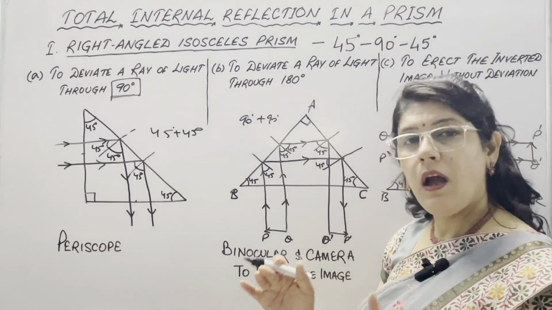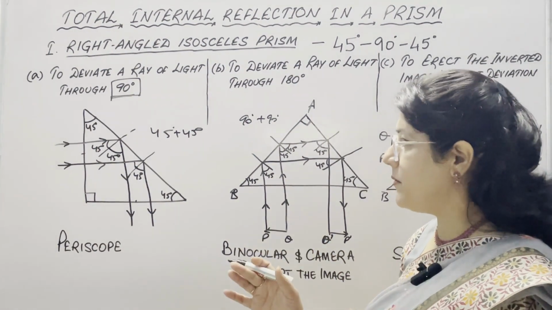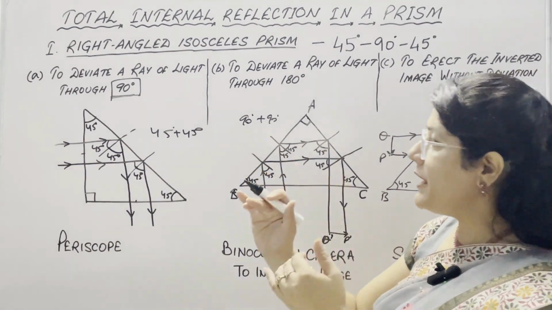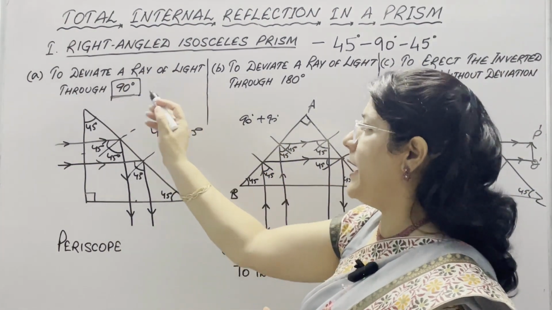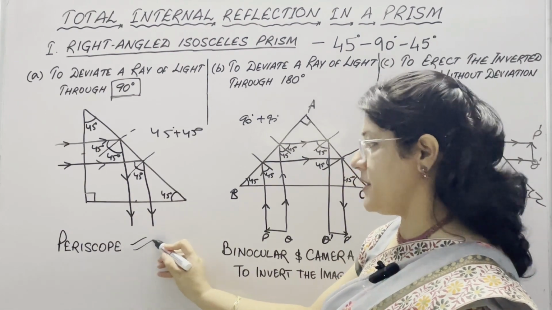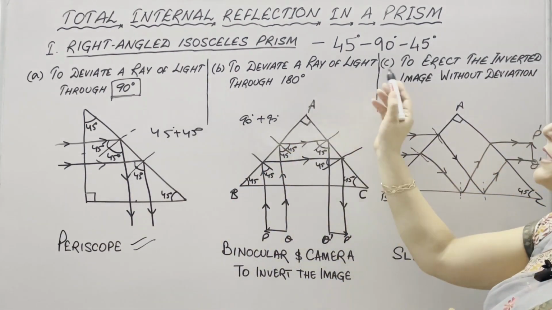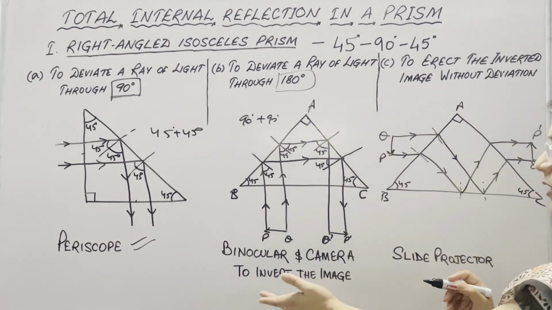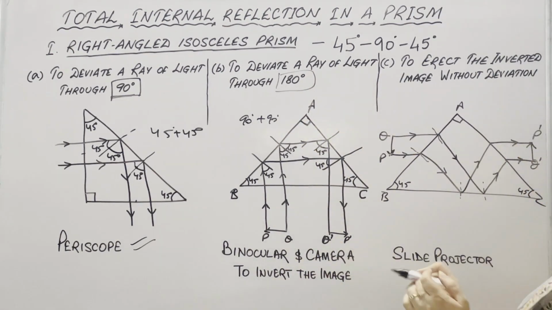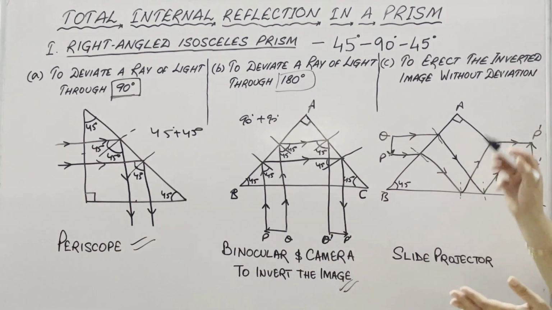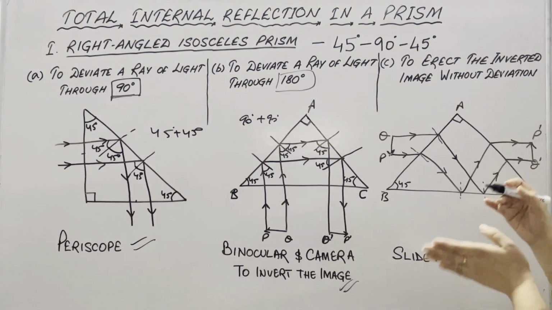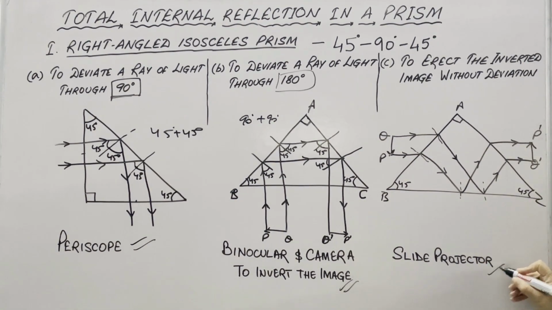We have just seen how a total reflecting prism, due to its behavior, is used for three different purposes. When it is used to deviate a ray of light by 90 degree, it is used in a periscope. When it is used to deviate a ray of light through 180 degree, then it is used in a binocular or in a camera to invert the image. And when it is used to erect the inverted image without deviation, it is known as an erecting prism, and it is used in a slide projector.